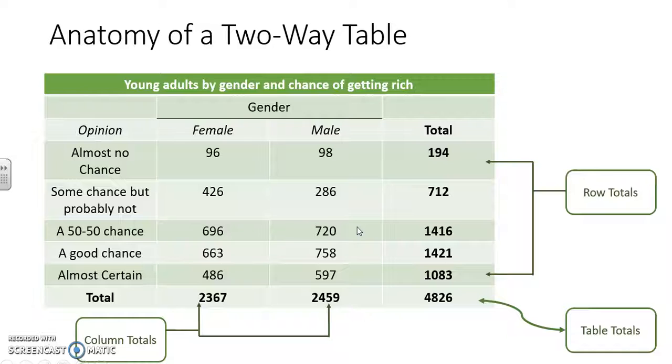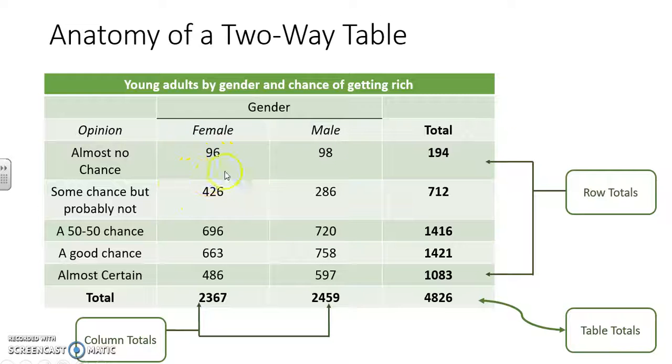Let's take a closer look at the anatomy of a two-way table. So, each of these squares in the center of the graph represents the counts for each combination of variable. So for example, the number of people from the sample who were female and felt there was almost no chance of getting rich are 96.